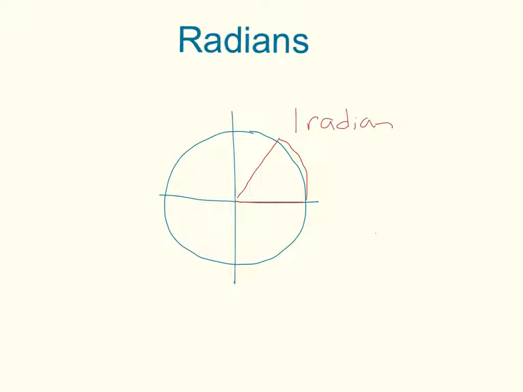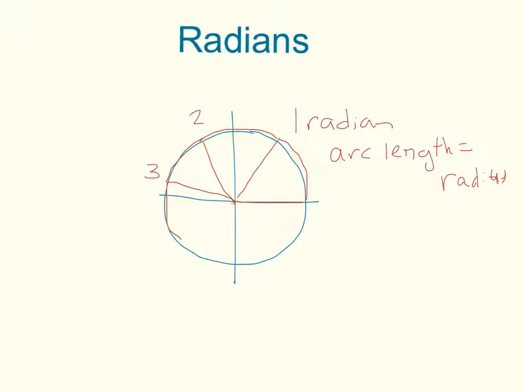So 1 radian is when the arc length equals the radius. If I continue that pattern around, if I go another radius length around, this would be 2 radians. If I go another radius length around, it's just shy of being halfway around. This is at 3 radians.